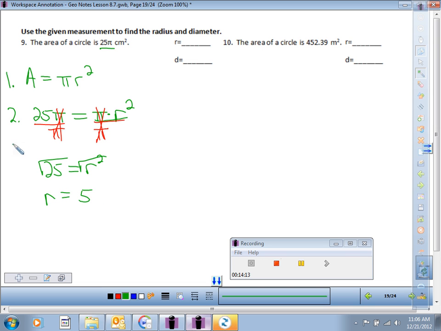Now that's step 3, substitute, simplify, and solve. Step 4 is label. Well, what's the label here? Centimeters squared was my label for area, so the radius is going to be 5 centimeters long. So my radius is 5 centimeters. Now, I also ask you, what's the diameter then? The radius is 5 centimeters, the diameter is 10 centimeters.